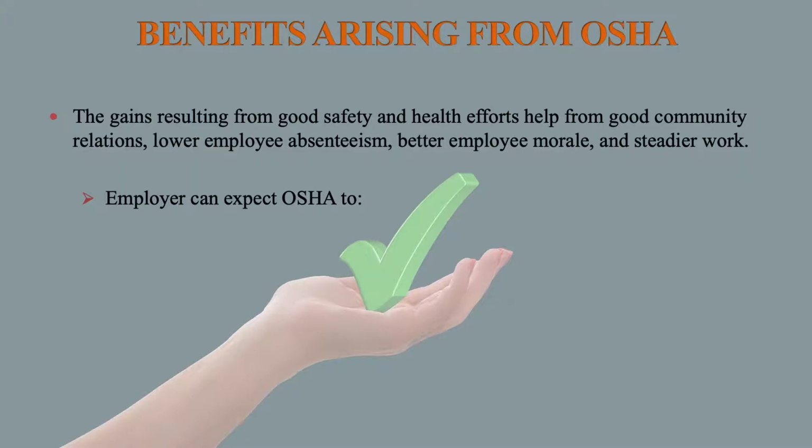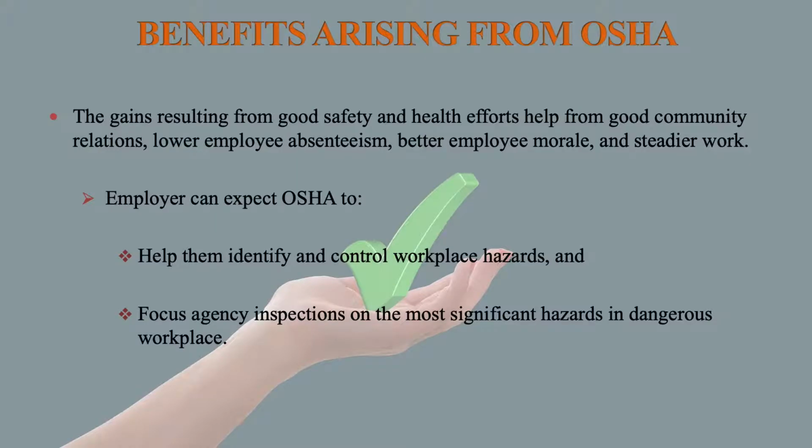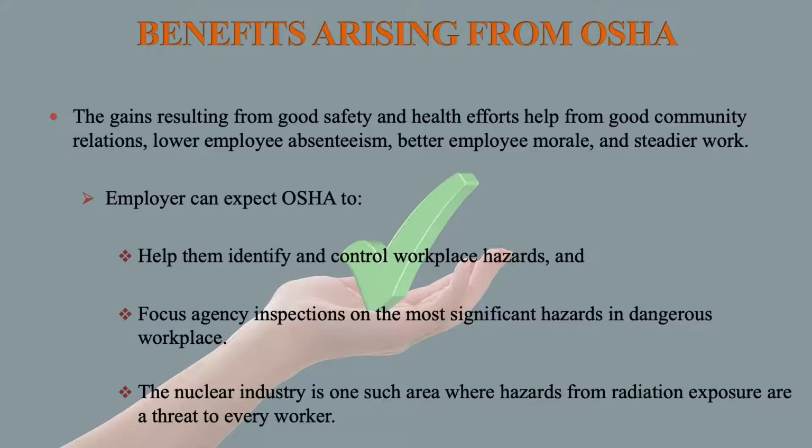The employer can expect OSHA to help them identify and control workplace hazards. So what the employers are expecting from OSHA is, if accidents are still taking place, different types of accidents, that OSHA identify and control workplace hazards and focus agency inspections on the most significant hazards in dangerous workplaces. The nuclear industry is one such area where hazards from radiation exposure are a threat to every worker. Such requirements one has to observe. So OSHA has to think about reducing these radiation effects.